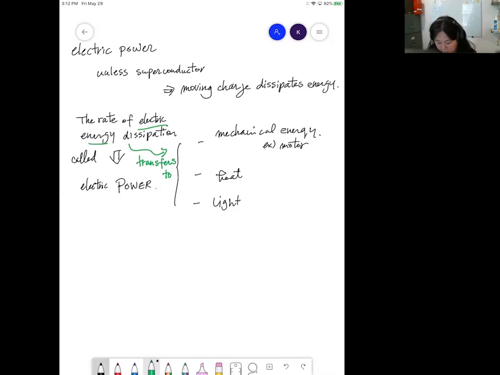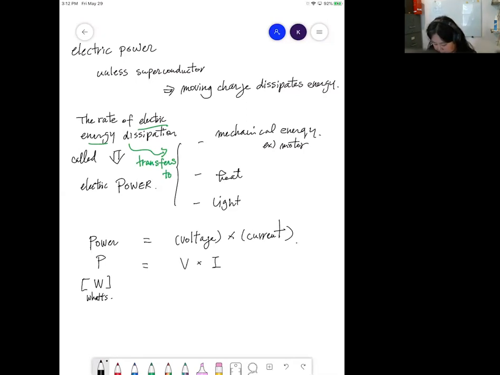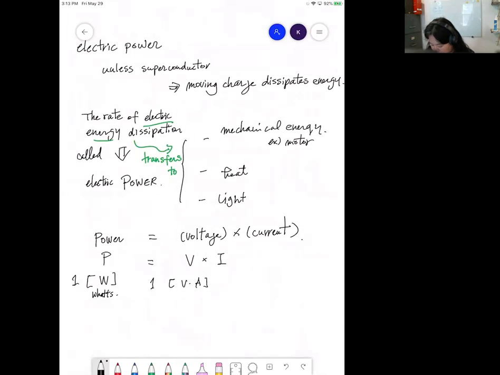And here, the electric power, which is P, and again we use the unit called watts, remember? It equals the voltage times the current. So P equals VI. So 1 watt equals 1 volt-ampere. But you can also use Ohm's law.